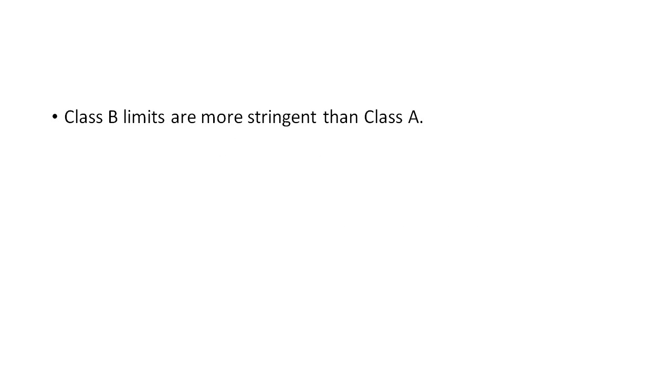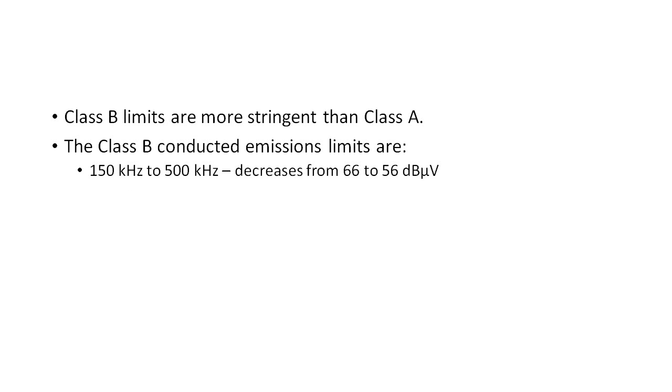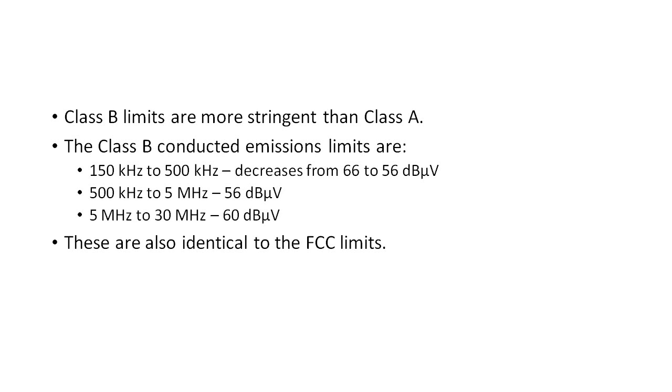As discussed in the previous lesson, Class B limits are more stringent than Class A limits because of the residential versus industrial environment. For Class B devices, from 150 kHz to 500 kHz, the limit decreases from 66 dB microvolts to 56 dB microvolts. From 500 kHz to 5 MHz, the limit is 56 dB microvolts, and from 5 MHz to 30 MHz, the limit is 60 dB microvolts. Again, these are identical to the FCC Class B limits.